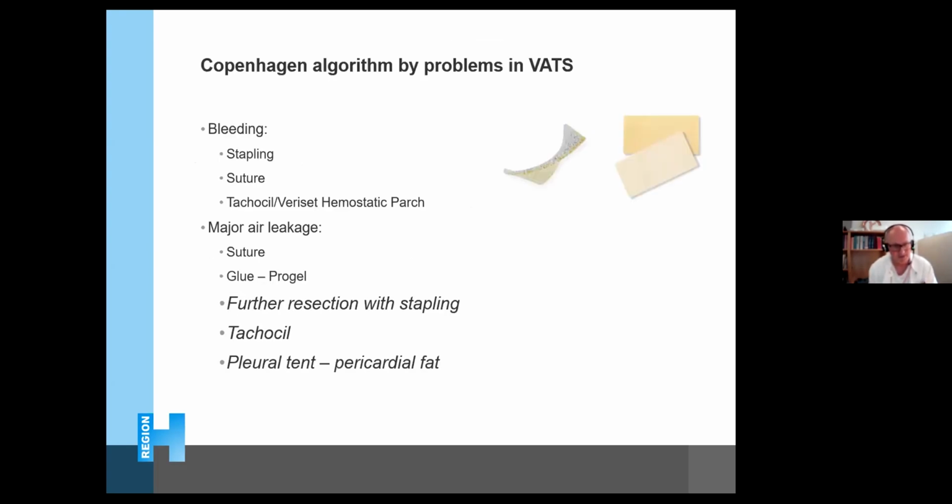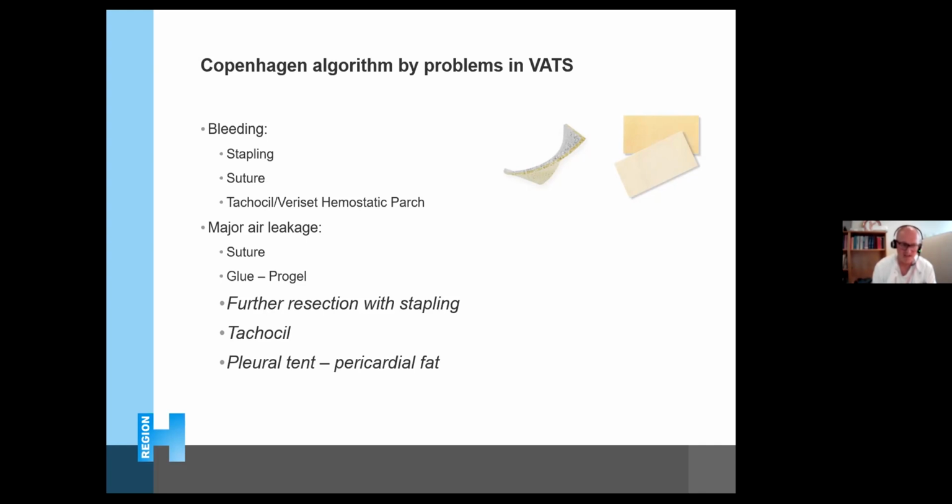If we have problems with bleeding, try to control it by stapling or using the energy-based devices shown in the first slide. Maybe stitch it by suture, and if you cannot control it by surgical means, then we use either TachoSil or nowadays more and more the VAZ hemostatic patch, because it's easier to deal with in VATS where the TachoSil disintegrates really easily. The VAZ is much more stiff and easy to handle.